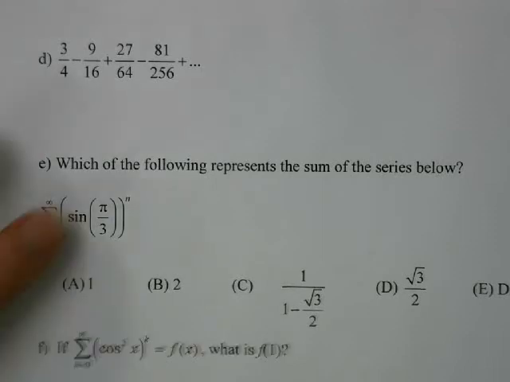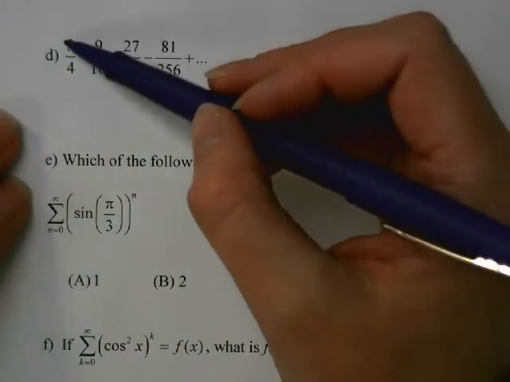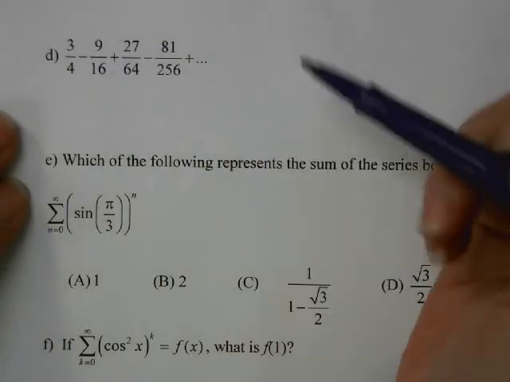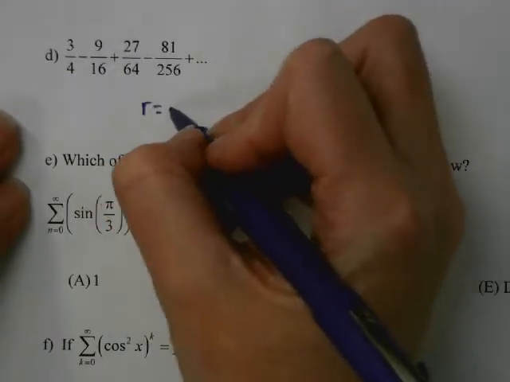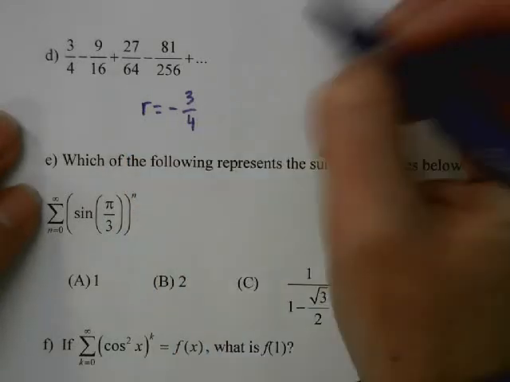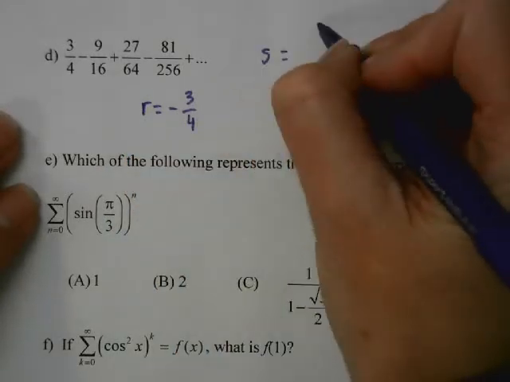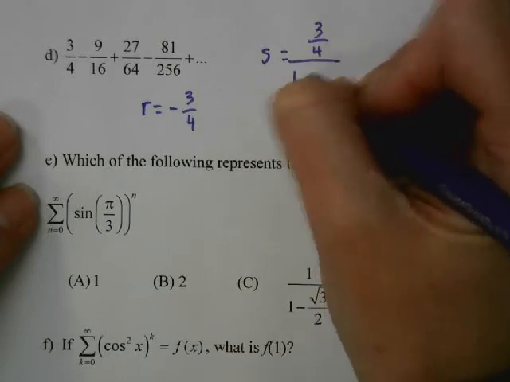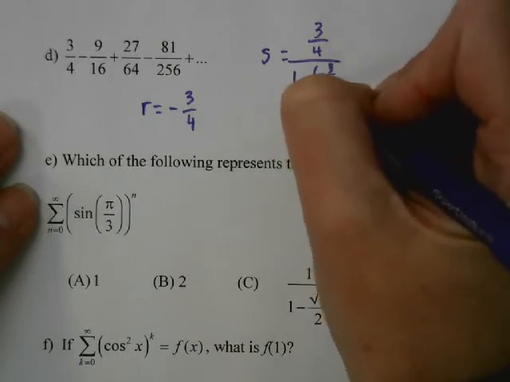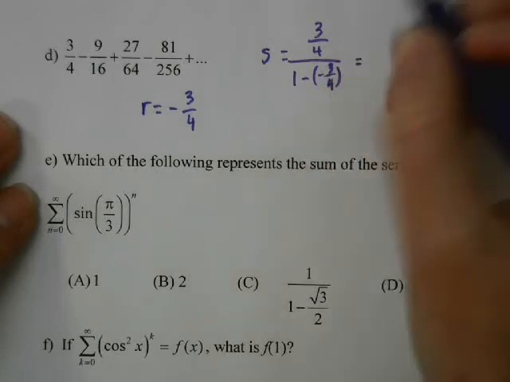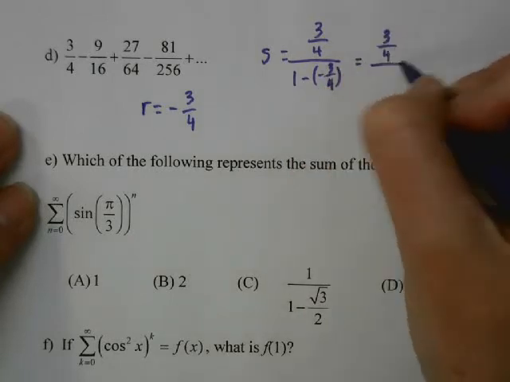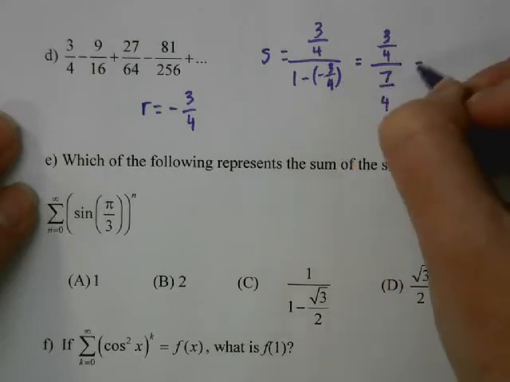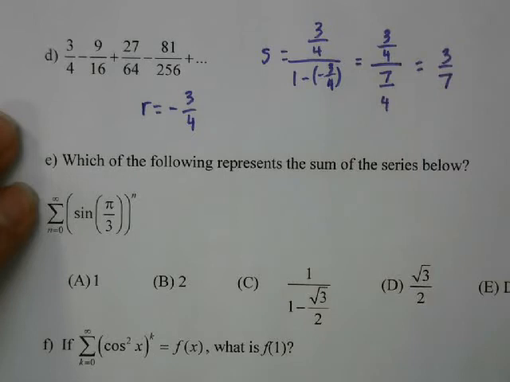Okay, our next one here, the series is already written out for us. So we're multiplying by 3 on the top, 4 on the bottom, and if you notice the terms are alternating, so my r is going to be a negative 3/4. So my sum is going to be 3/4 over 1 minus a negative 3/4, or plus 3/4, which will be 7 over 4, which is 3/7.